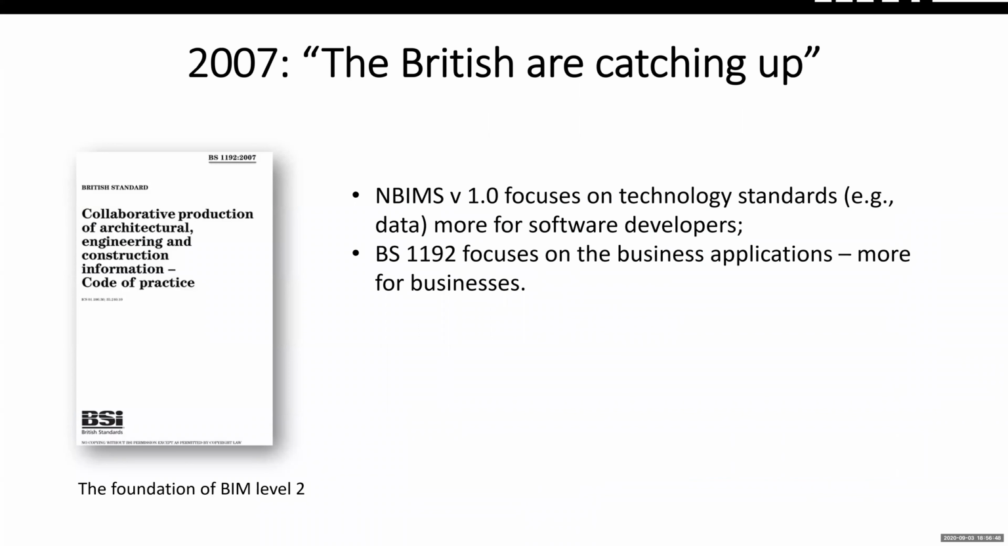In 2007, the British were catching up. Right around the same time that the US published NBIMS 1.0, the UK published something called BS 1192, which focuses on BIM. At that time, they didn't call this BIM, they just called it collaborative production of architectural, engineering, and construction information. So unlike NBIMS V1, which focused a lot on technology standards, this UK standard focused a lot on business applications, more on how BIM can benefit the business.